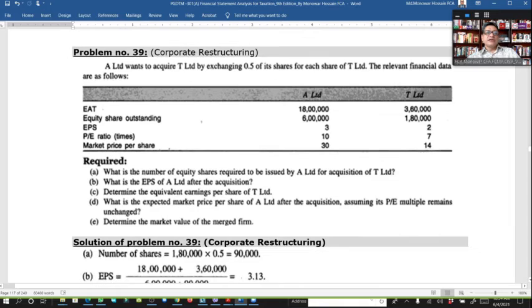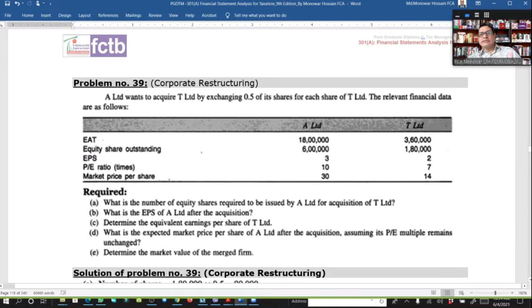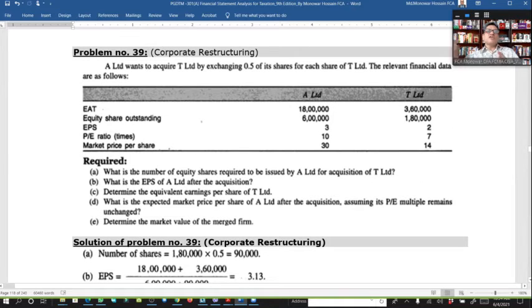So this one is another very simple example, like the previous one. A company wants to acquire T Limited, another company, and exchanges 0.5 of a share for each share. The relevant financial data: earning after tax, company A Limited 18 lakh, company T Limited 3,60,000. Equity shares outstanding 6 lakh and 1,80,000. Earning per share taka 3 and 2. Price earning ratio 10 times and 7 times. Market price per share 30 taka for A Limited, 14 taka for T Limited.